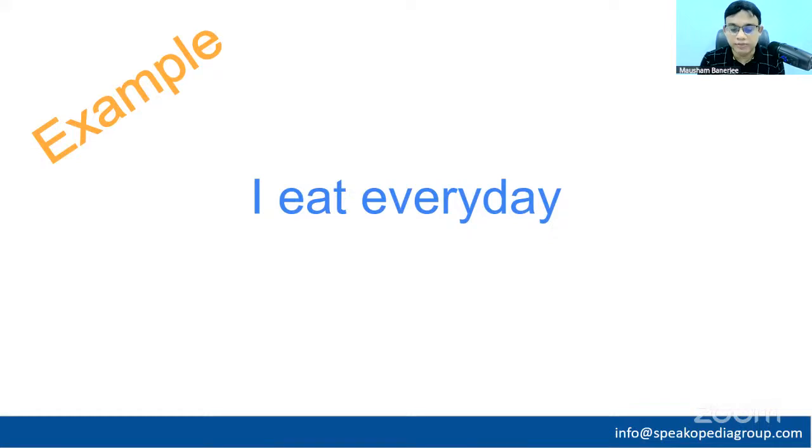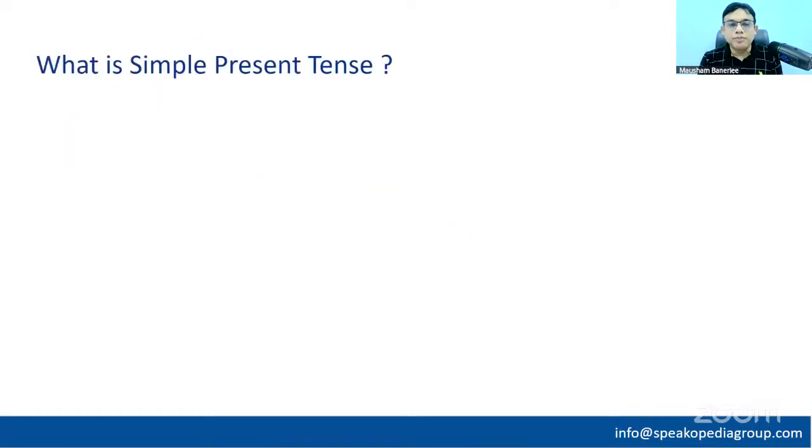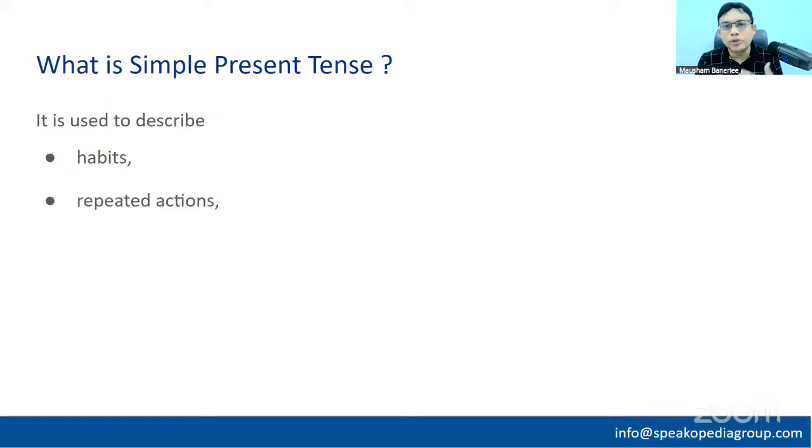Let me give you some examples. Okay. So what is simple present tense? It is used to describe habits. Understand this. Habit means something that we are habituated to. We do every day. That is a habit. Like you brush your teeth, you wake up at 6 o'clock or 7 o'clock. That is a habit. You have your dinner around 8 o'clock. That is a habit, right? So repeated action, again, almost like a habit, something that you are doing repeatedly. Then we consider it as simple present tense.